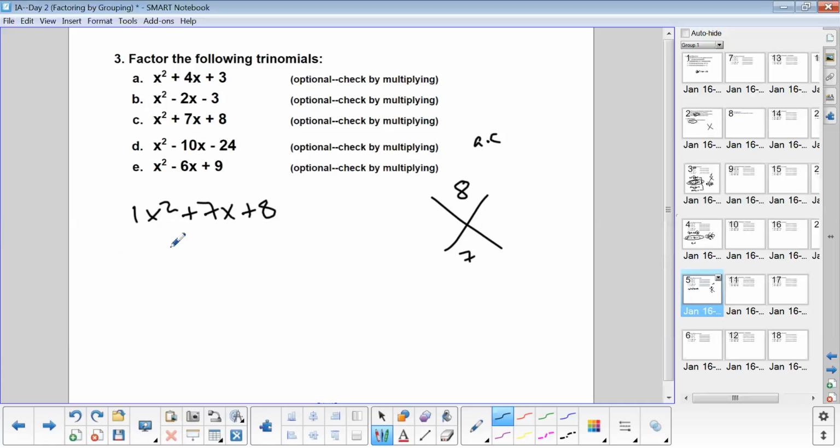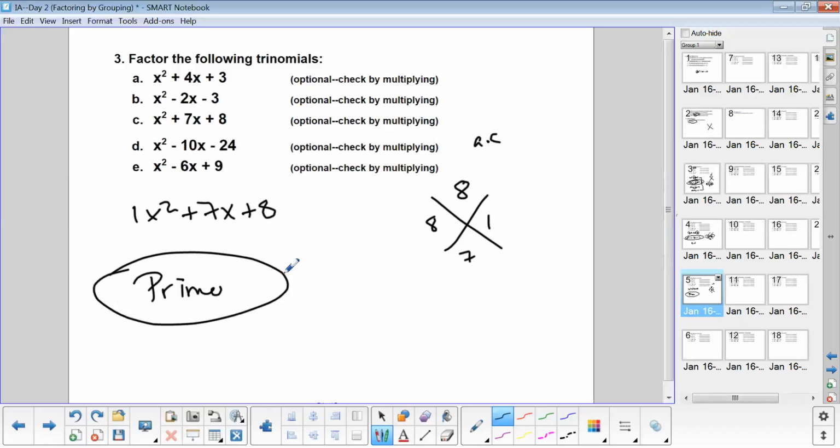Okay, so what are two numbers that multiply to give you 8 but add to give you 7? In this case, 8 and 1 give you 8, but they add to give you 9. Doesn't add to give you 7. So sometimes you can't factor it, so we call it a prime expression.